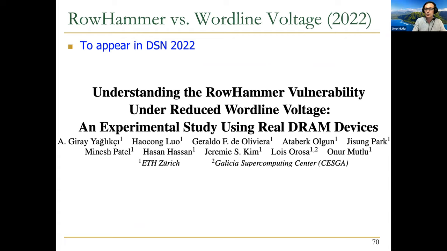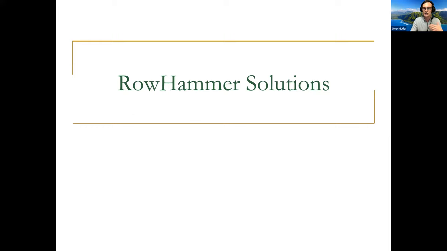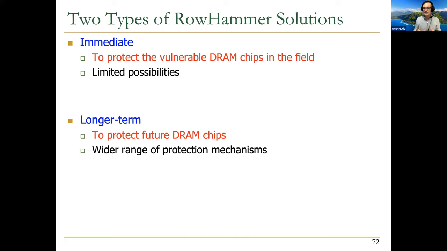But before I get to those works, let's talk about the solutions of this original work. In general, in the field, what was the solution that was employed to begin with, let's say? We argue that there are two types of RowHammer solutions that are important. One is immediate, basically. There are some vulnerable DRAM chips in the field. Immediately, how can you protect them? Clearly, you have limited possibilities today because we do not have a lot of configurability in our memory controllers, as I will argue later on. But the longer term solutions can be even stronger, basically, to protect future DRAM chips. We can have a wider range of protection mechanisms.